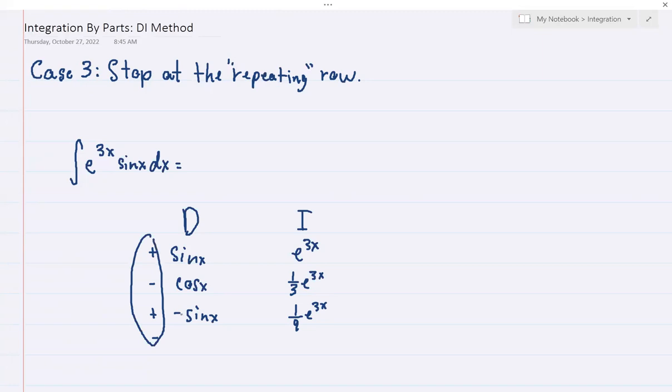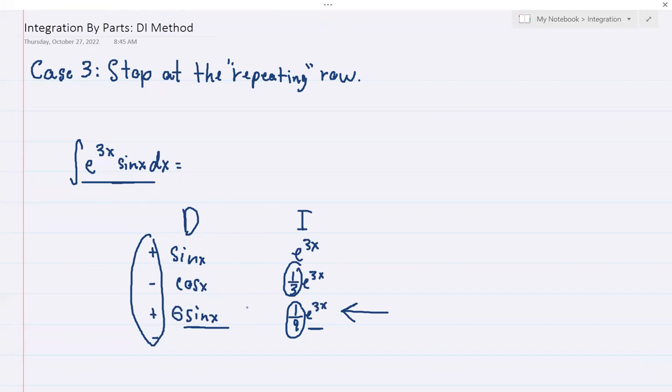Disregard the signs, and disregard the constants, for a moment. Take a look: is there a repeating row? Do you think there is a function that is the same as another row? Right, we have e raised to 3x sine x, which is on your first row. And as you can see, on the third row, we have sine x and e raised to 3x. So meaning they are the same as the given. If they're the same as the given, you're going to stop right here.